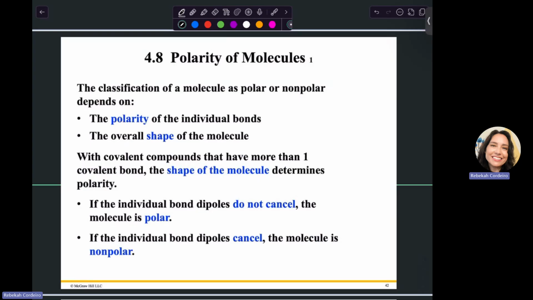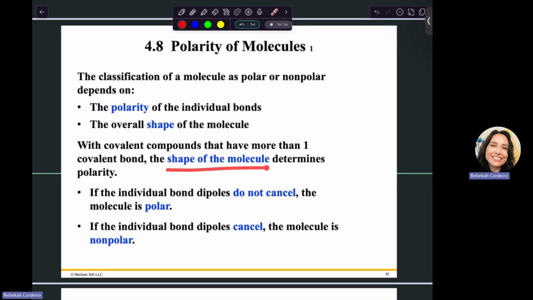And so when we're looking at the polarity of the molecule, we're looking for two things. We're looking at the overall shape of the molecule and the polarity of the individual bonds. Sometimes the overall shape of the molecule is going to determine the polarity no matter what the polarity of the bonds are. And sometimes you need to look at both. With covalent compounds that have more than one bond, the shape of the molecule really determines the polarity.